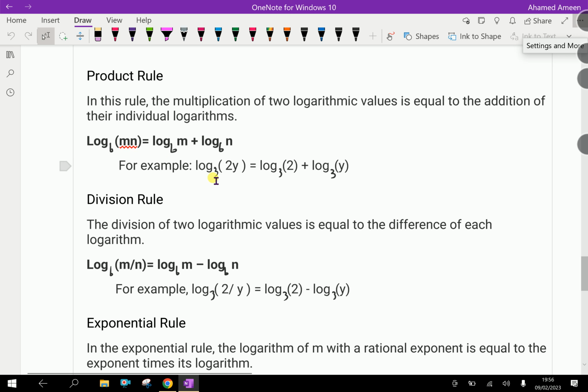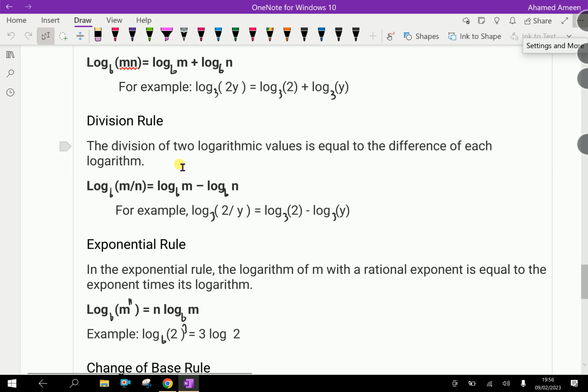For example, log of 2y base 3 is log of 2 base 3 plus log of y base 3. Means this is split as addition. 2y is split as log 2 plus log y.